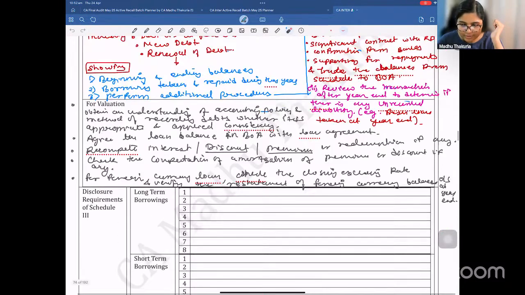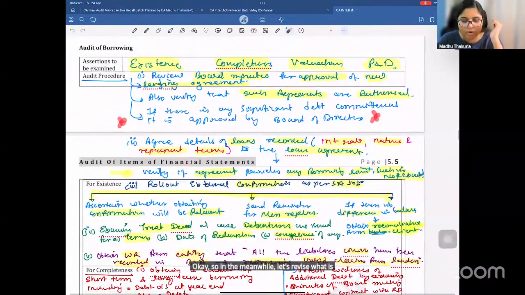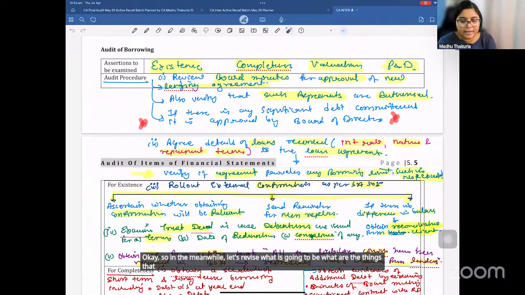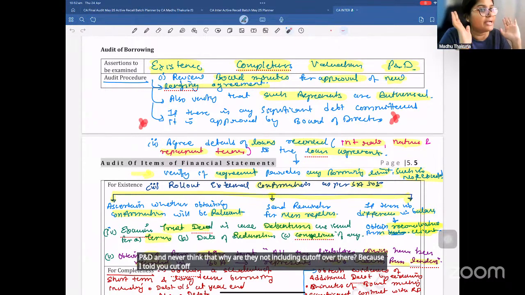Okay. So in the meanwhile, let's revise the things that you are going to check in borrowings. The assertions we are going to check here are existence, completeness, valuation, and presentation and disclosure. Never think about why they are not including cutoff over there, because I told you, cutoff always becomes part of completeness in the end.